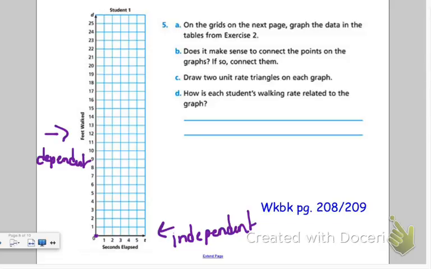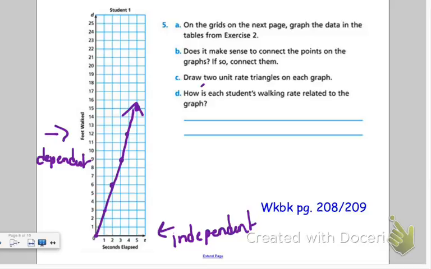See if I can plot that. There it is. We also had, okay, 1 second was 3 feet. So right about here. 2 seconds was 6 feet. Right about here. 3 seconds, that was 9 feet. 4 seconds, that was 12 feet. 5 seconds, that's 15. Does it make sense to connect these points? Hopefully you see that yes, it does. It's going to form a straight diagonal line.